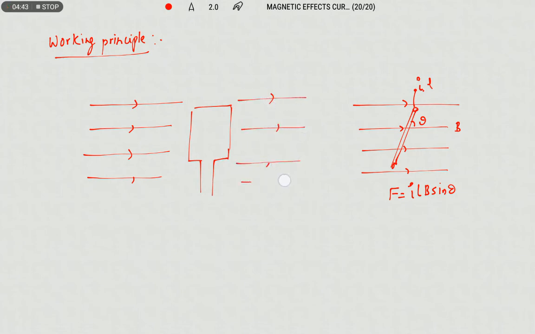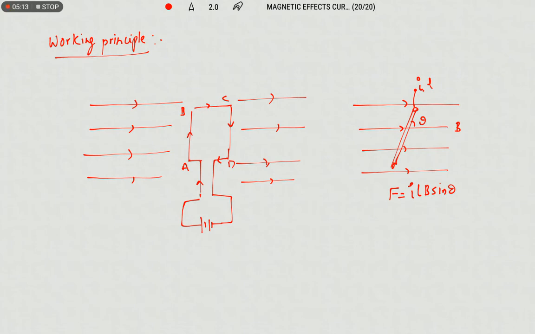The coil is made of 4 arms. Suppose I name the arms of the coil A, B, C, D. When I connect the two ends of the coil to a battery, it passes current into the coil. This is the direction of current in the coil. Through arm AB the current is entering, through arm CD the current is leaving. Now let us find the force acting on this.